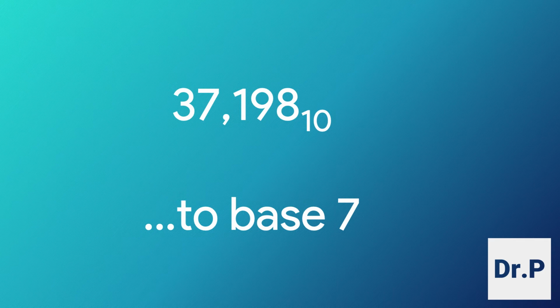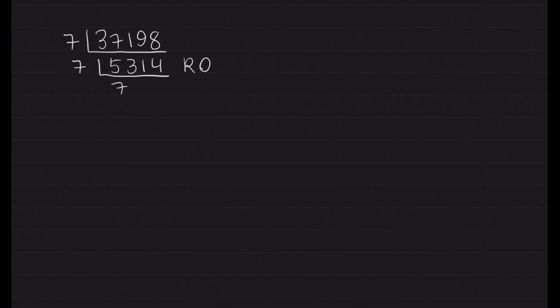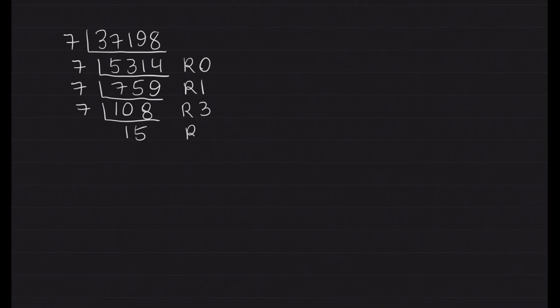Second, let's convert 37,198 to base 7. Now instead of dividing by 2, we're dividing by 7. Again, we look at whole numbers and remainders rather than getting fractional answers. 37,198 divided by 7 is 5,314 with a remainder of 0. Divide by 7 again, we get 759 with a remainder of 1. Divide by 7 again, we get 108 with a remainder of 3. Dividing by 7 again, we get 15 with a remainder of 3. Divide by 7, we get 2 with a remainder of 1. Dividing by 7 again, we get 0 with a remainder of 2.